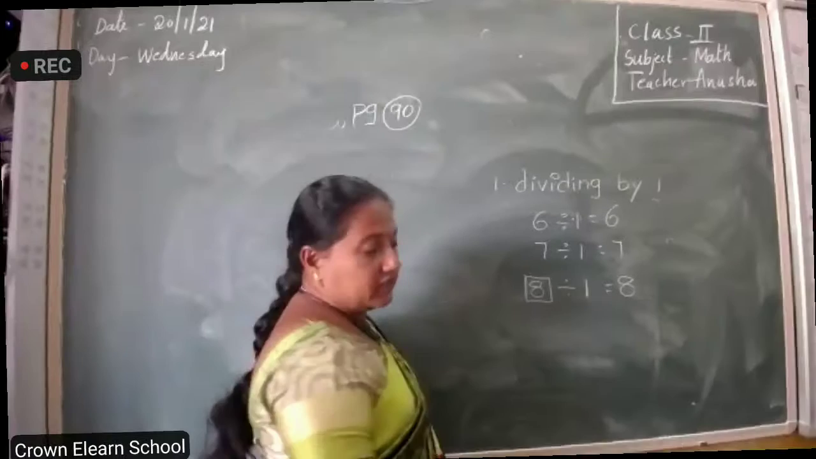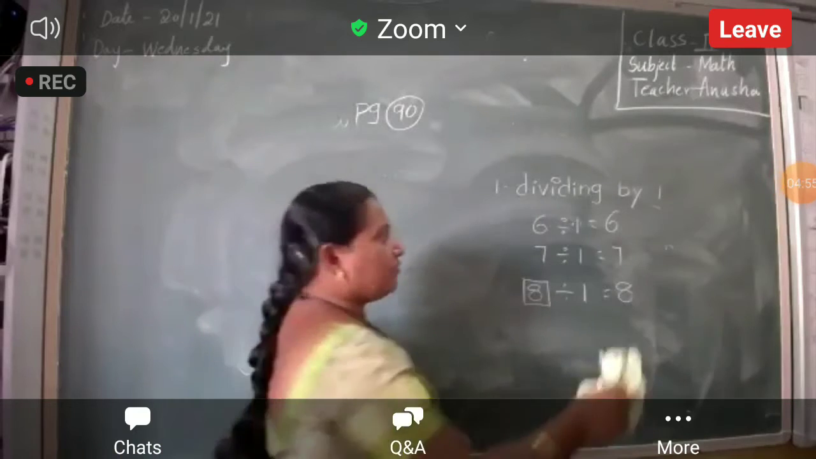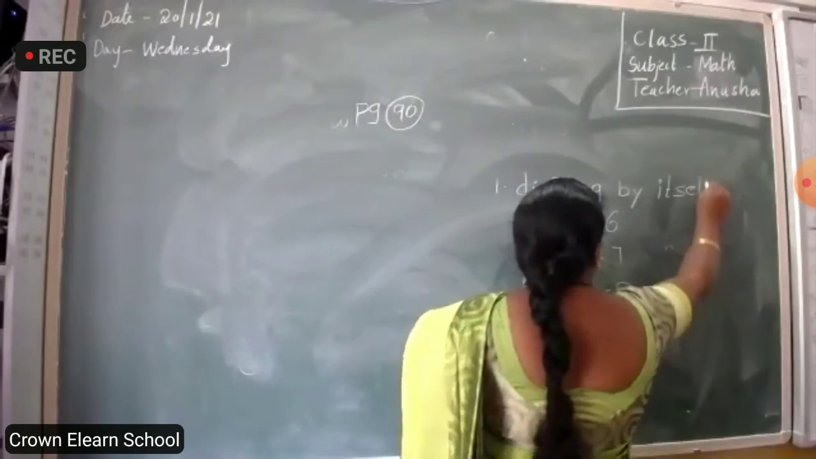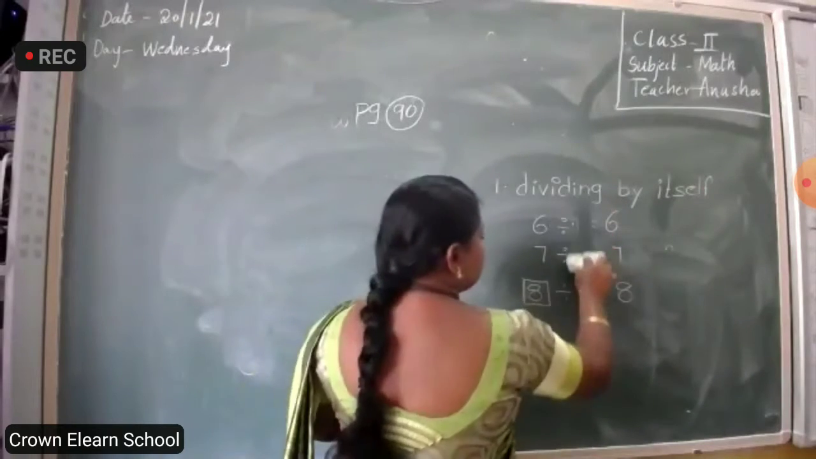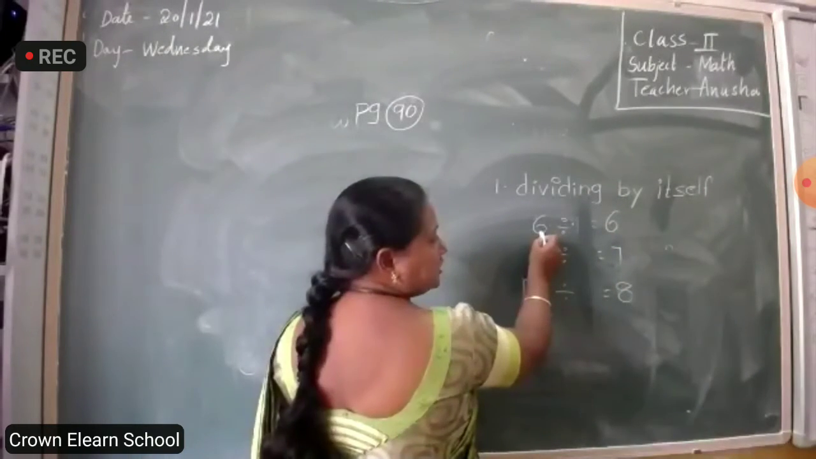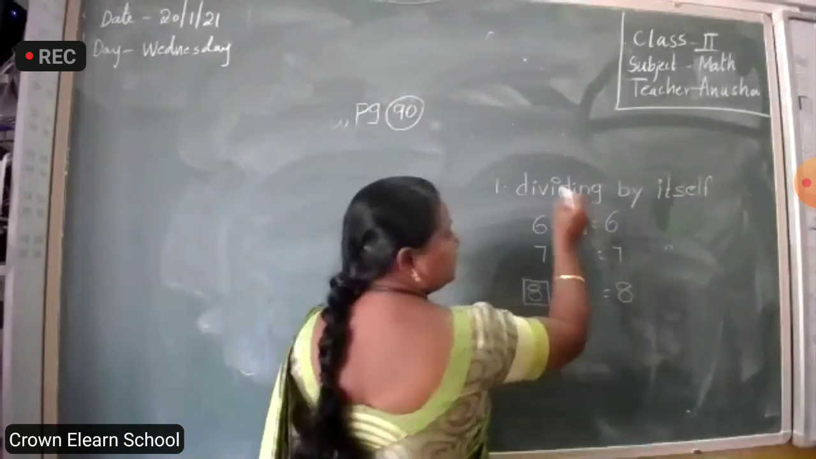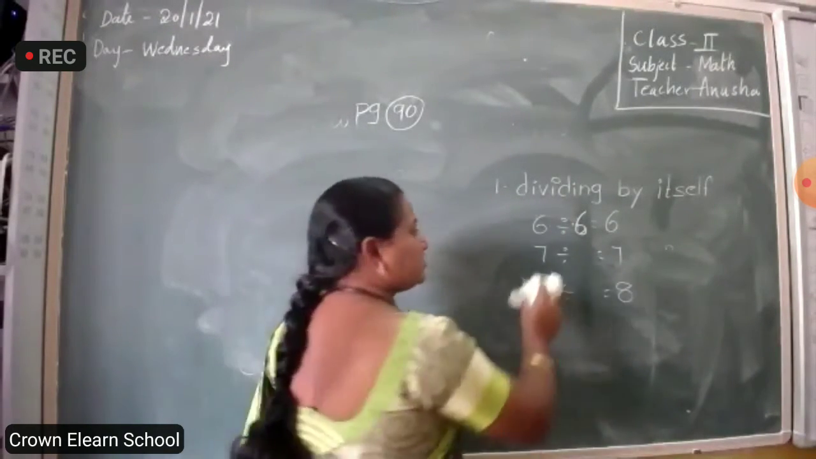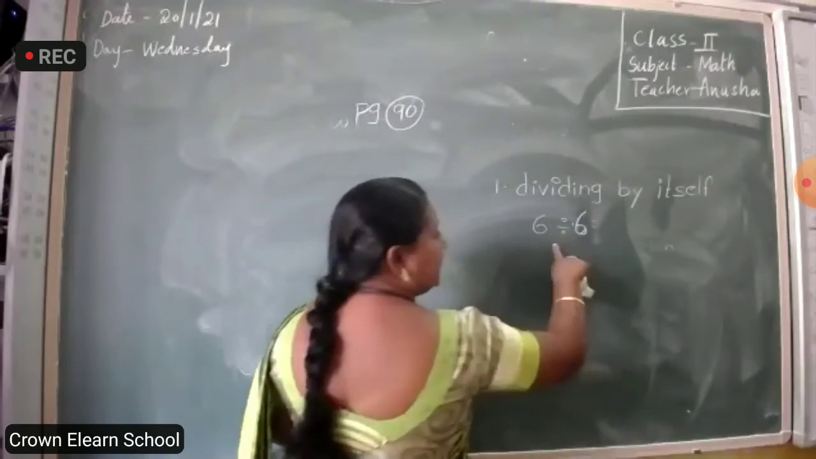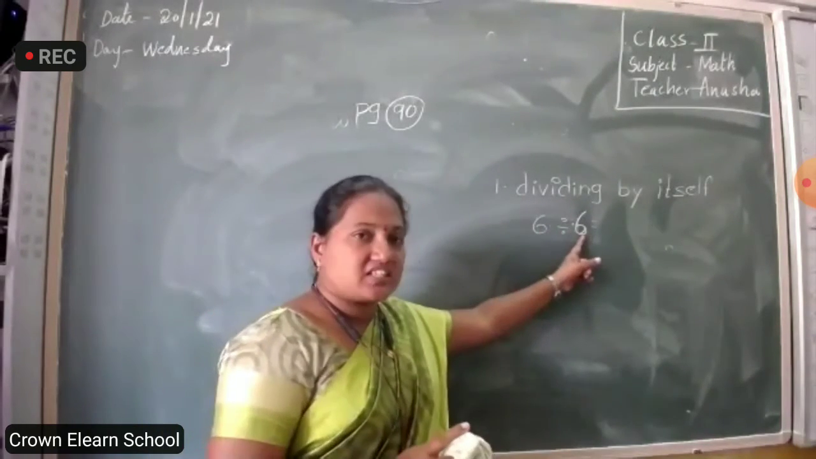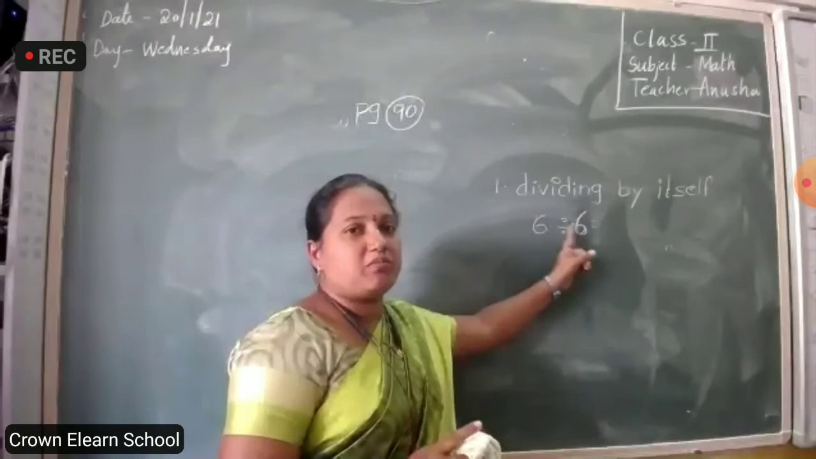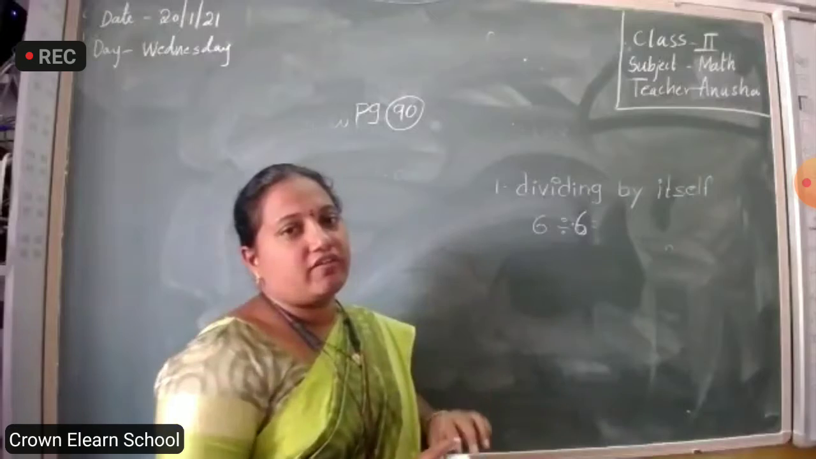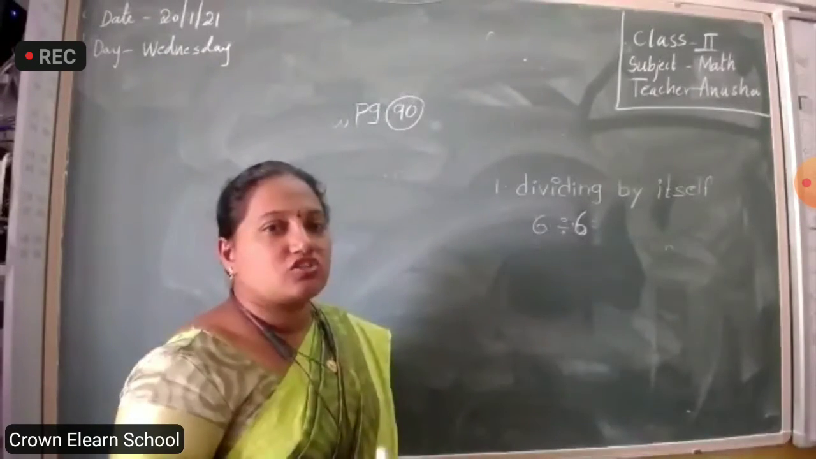What is the second property? Dividing by itself. Your brother, your sister together, how many members? 6. So that is dividing by itself. By itself means same number. 6 divided by 6. When you divide by the same number, what will she give?